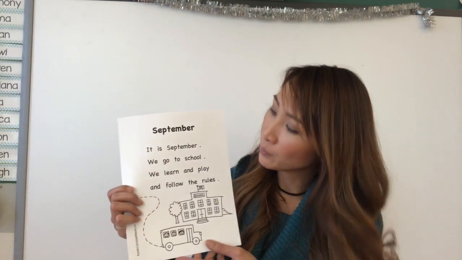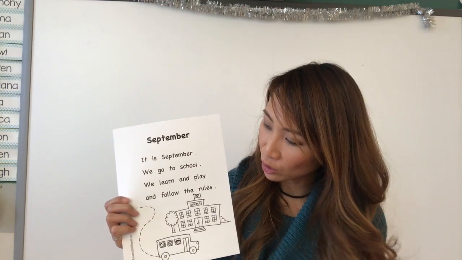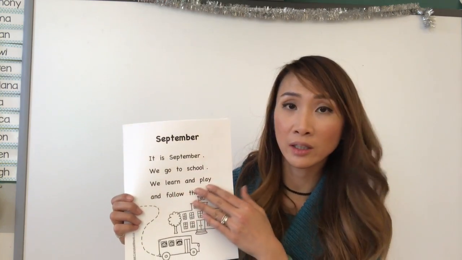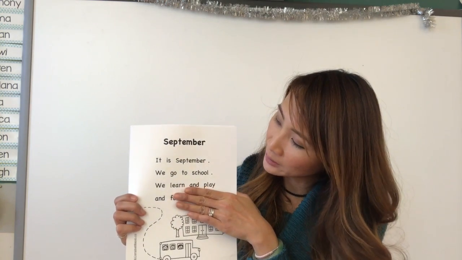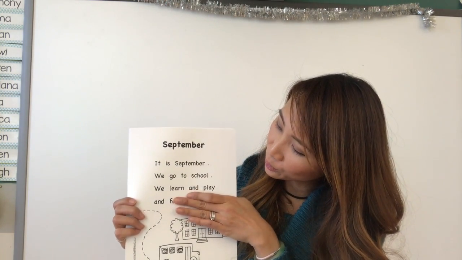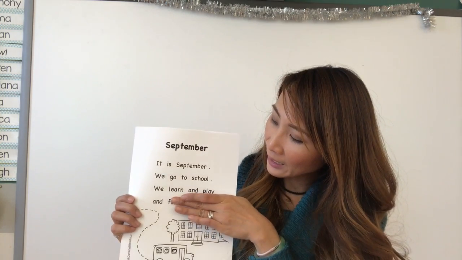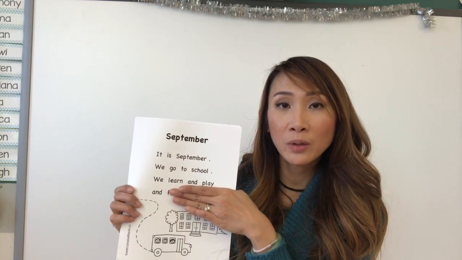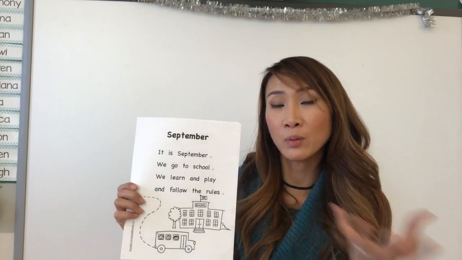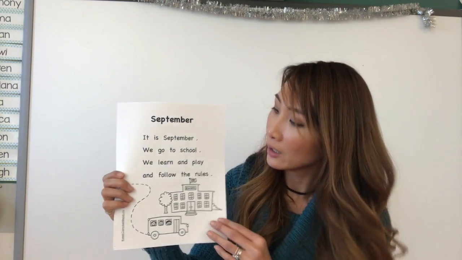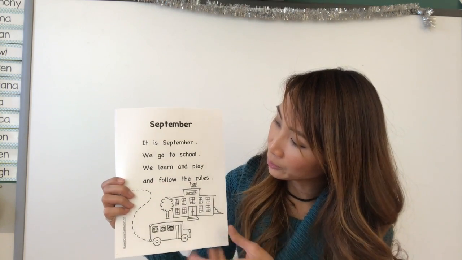We've talked about before, so one thing that you can do with these poems is to change the words in the poem. So you can cover them up and say, it is December, we go to school, we learn and play, and what else do we do at school? So we talked about that's one way to play with language and the words and literacy.